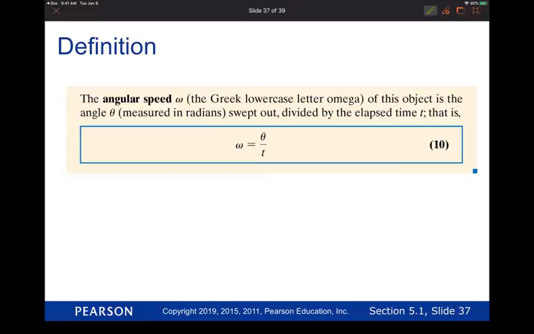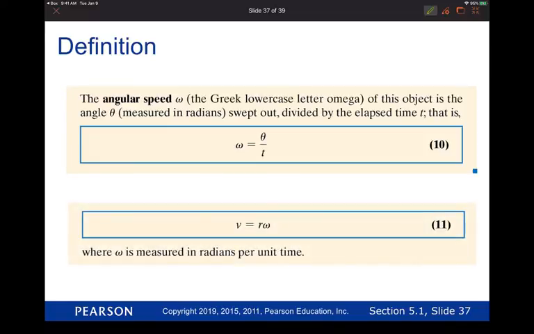Something like this, you just need to know how to use it. You can commit it to memory, it's not a lot, but the main thing is knowing how to use it and being clear that theta needs to be in radians. Then we notice the relation between linear speed and angular speed, where linear speed is r times omega.